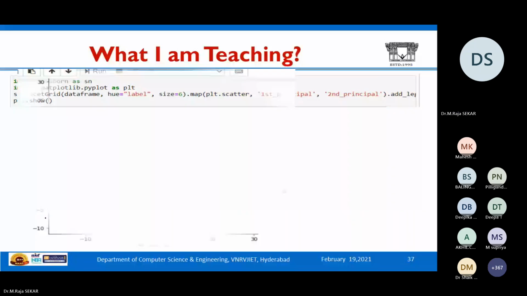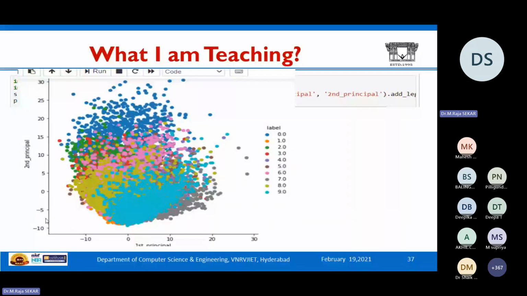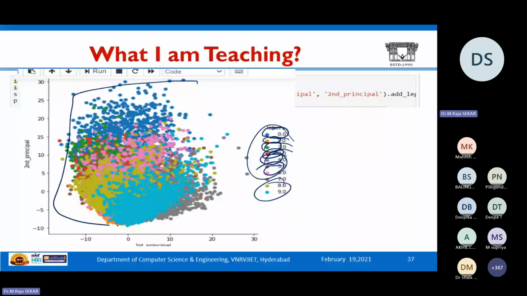Just see this one. What are the labels here? There are colors. The hue parameter means depending on the colors. Just see 0, 1, 2, 3, 4, 9. This color pixels is 0, this color is 1, this color is 2, and this color is 4, 5, 6, 7, 8, 9. But if you see this, there is some problem, isn't it?